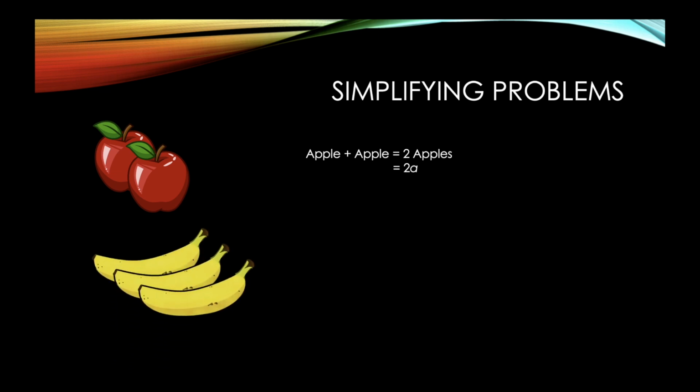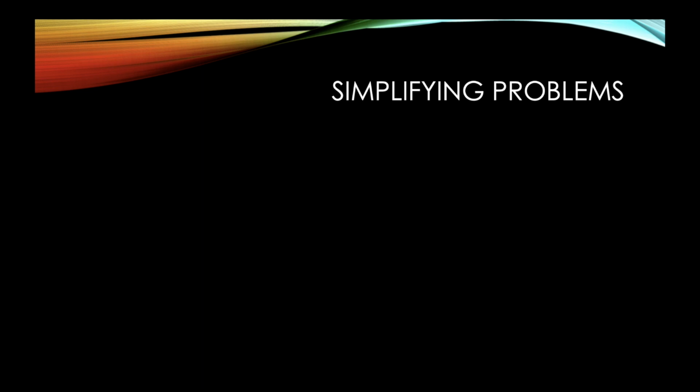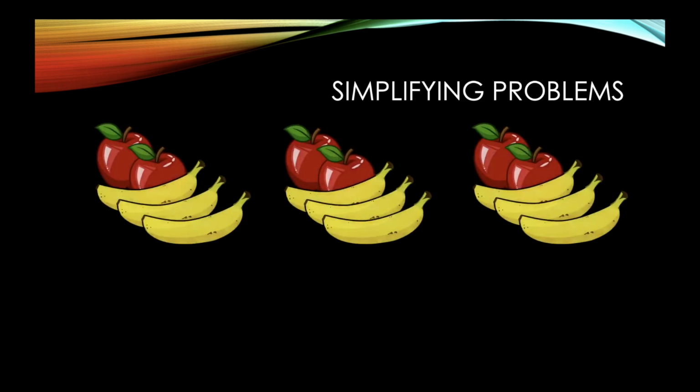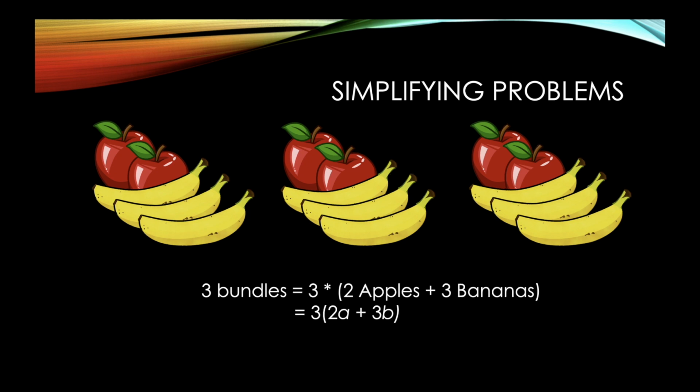Suppose you then have 3 bananas and added them to your basket. Well, that means in total you now have 2 apples and 3 bananas, which is 2a plus 3b. Let's call this a bundle. And now for each bundle, you need to pick up 3 lots of these. Well, whoever you're picking them up for. Now you have in total 3 lots of 2a plus 3b. You could expand this out, so you have 6a plus 9b, if you wish.